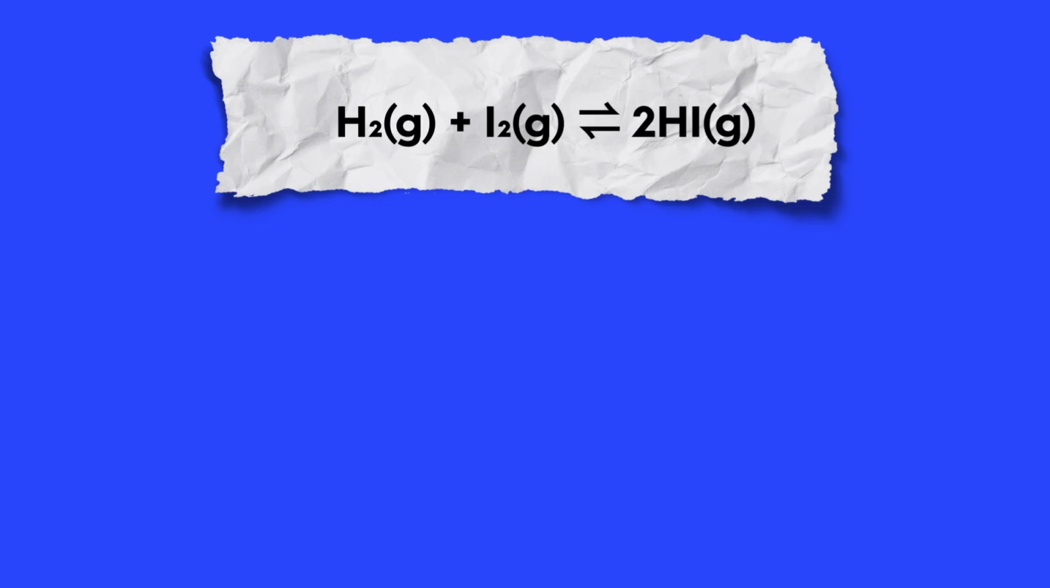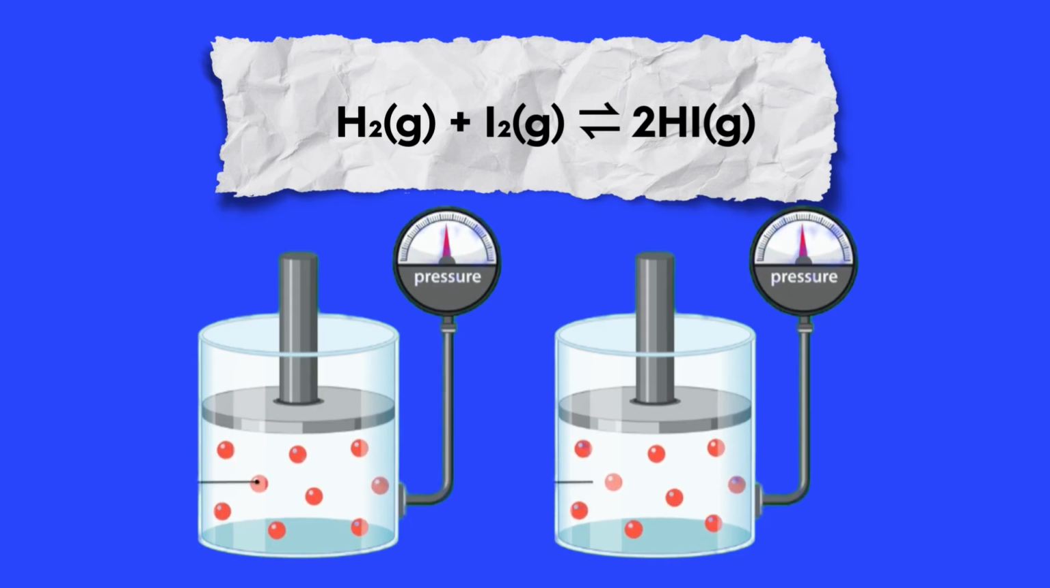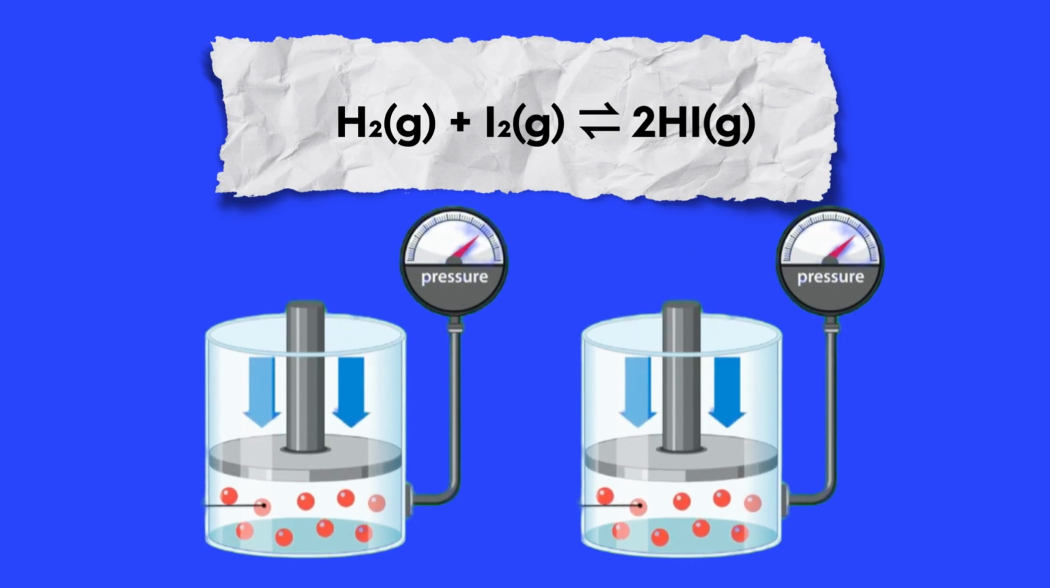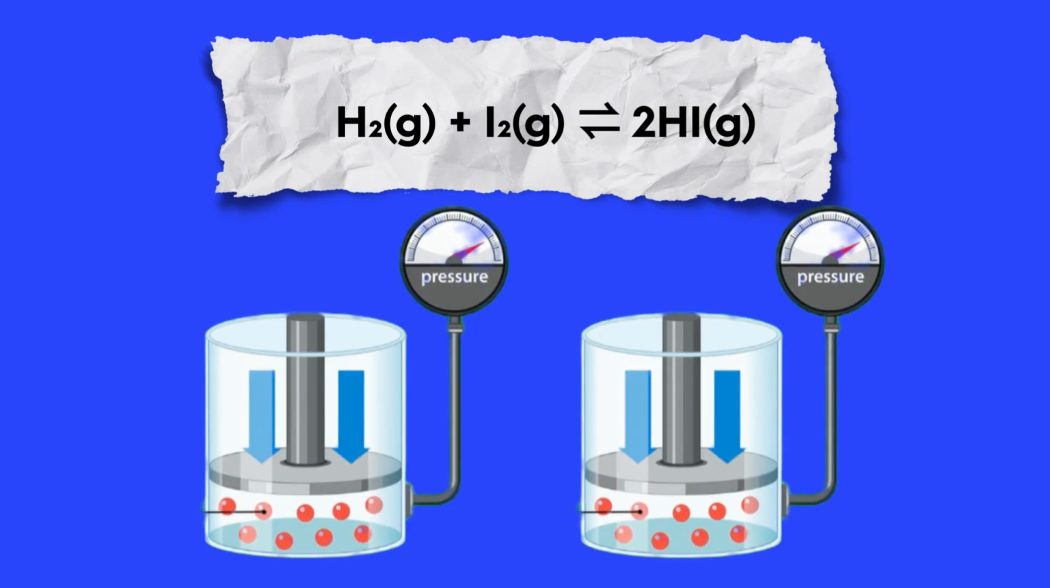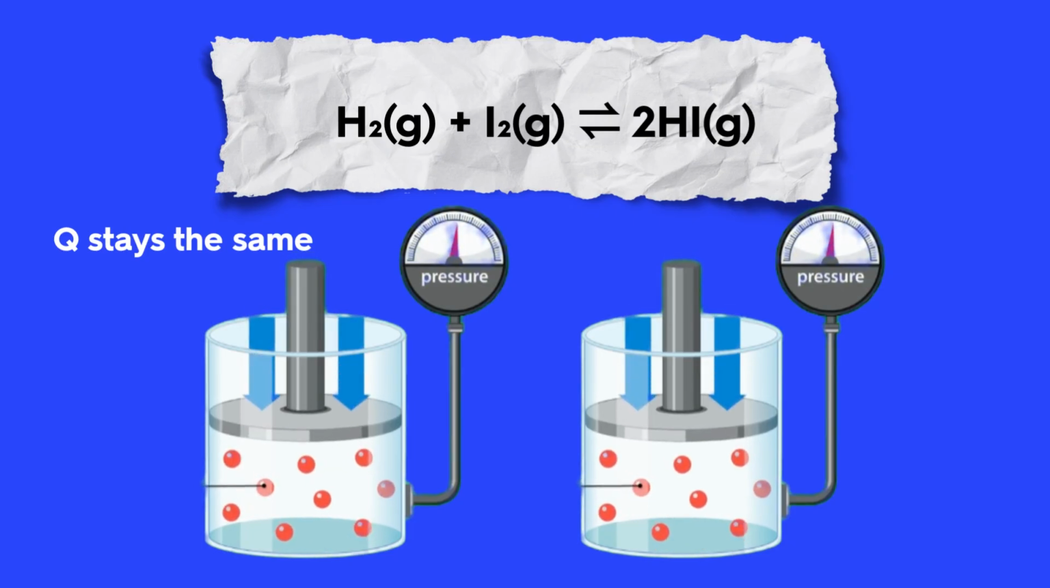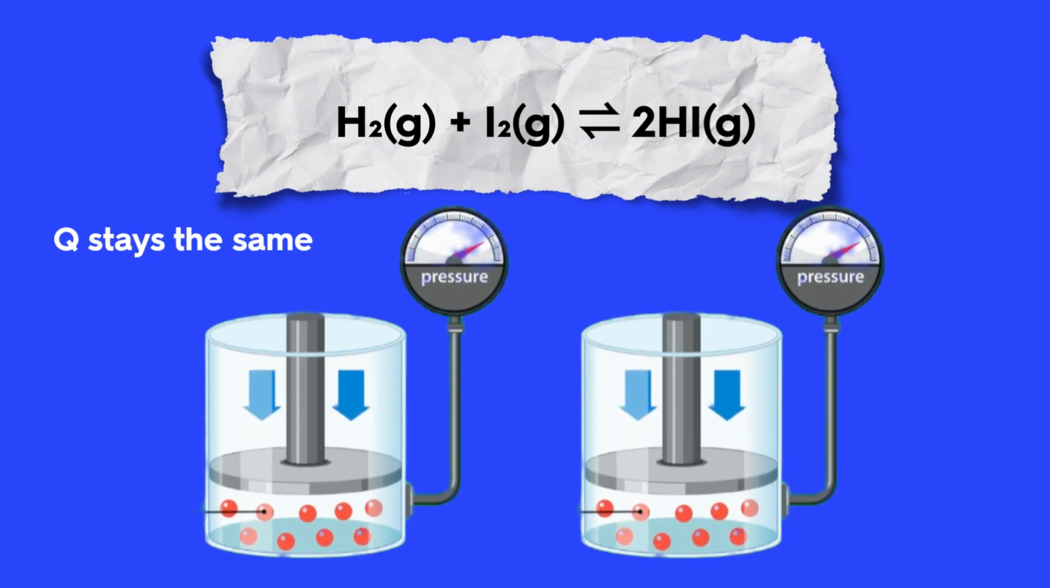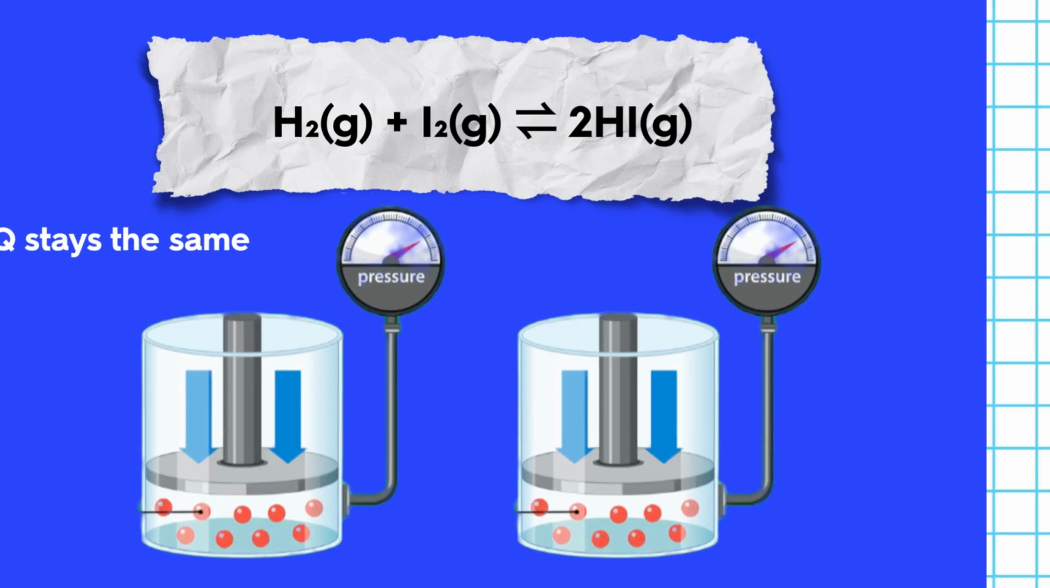Here's a subtle point. If the number of gas moles is the same on both sides, and you compress the mixture uniformly without changing the mole fractions, Q stays the same. That means the pressure change alone won't affect spontaneity. The composition can still shift, but uniform compression by itself doesn't.